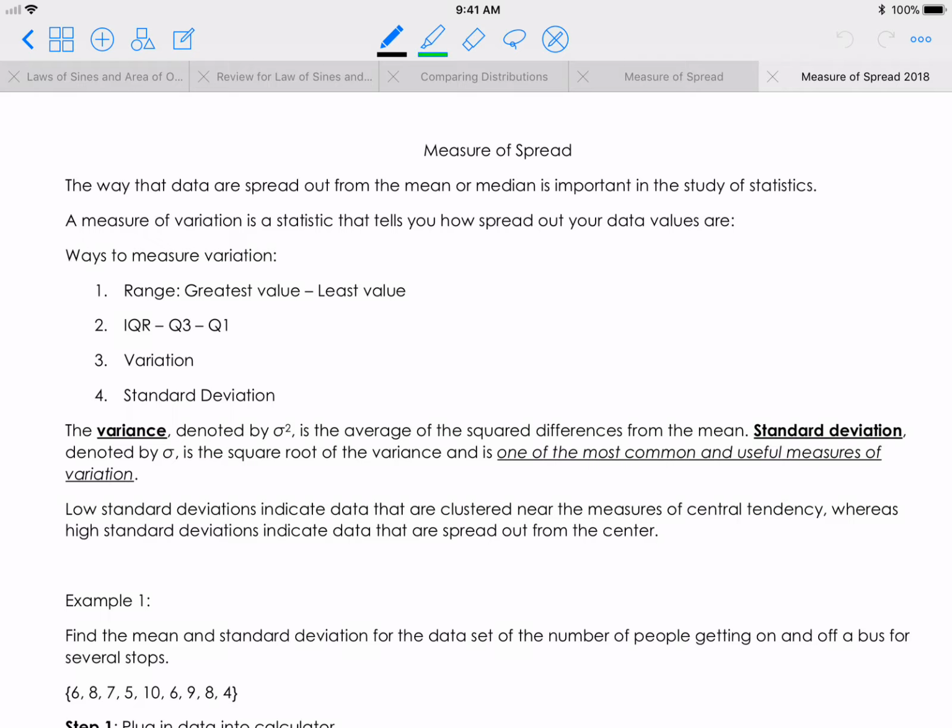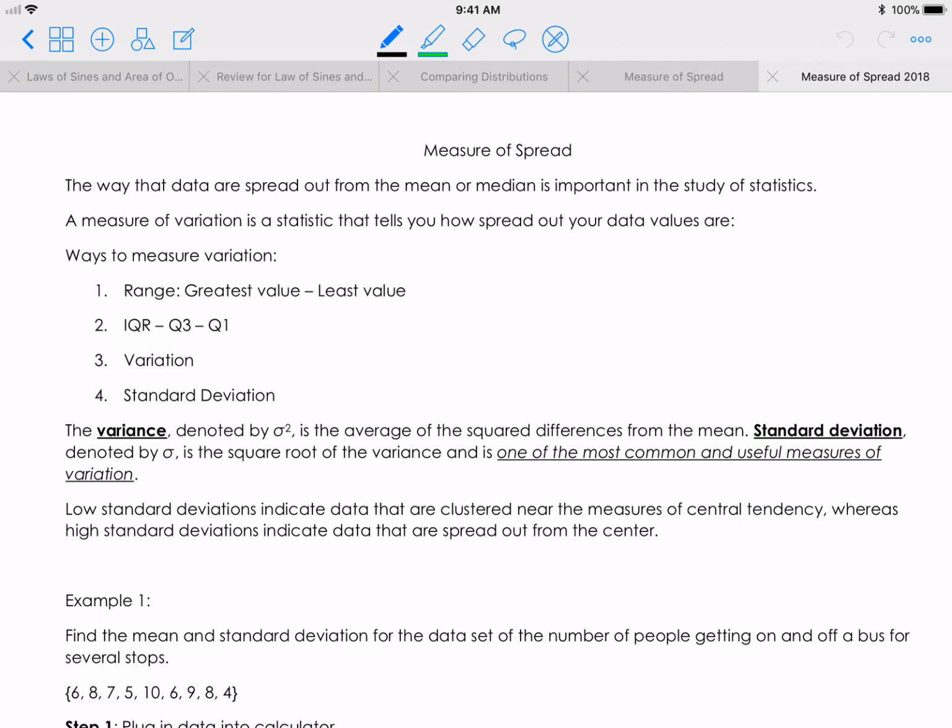Okay, today we're going to be talking about the measure of spread. The way the data are spread out from the mean or median is important to the study of statistics. A measure of variation is a statistic that tells you how spread out your data values are. So if you have a bigger variation, that tells us that our data values are more spread out and diverse than just right around the mean or the median.